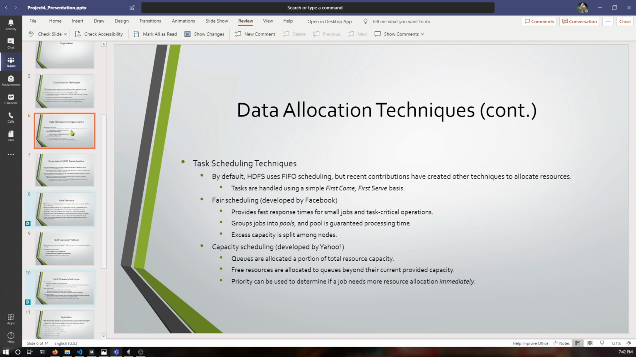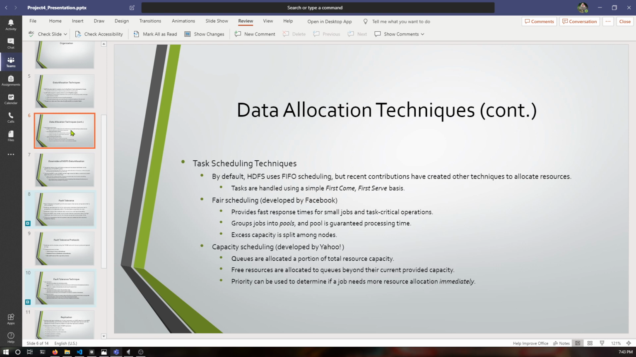But in recent years, new task scheduling algorithms for the HDFS have been developed. In specific, we are going to discuss the two most commonly implemented. The most commonly implemented of the third-party algorithms is the fair scheduling algorithm developed by Facebook. The fair scheduling algorithm ensures fast response times for small jobs that use small amounts of resources and in specific are task critical, and with each of them having equal priority.